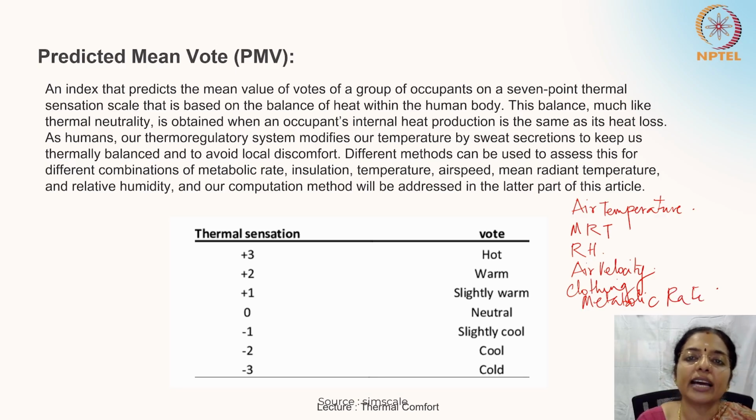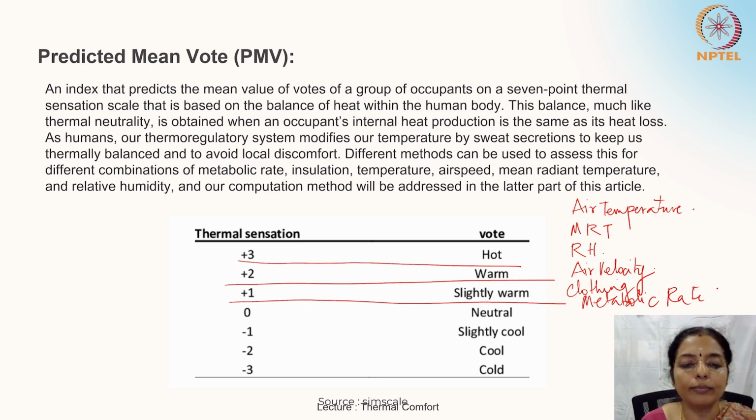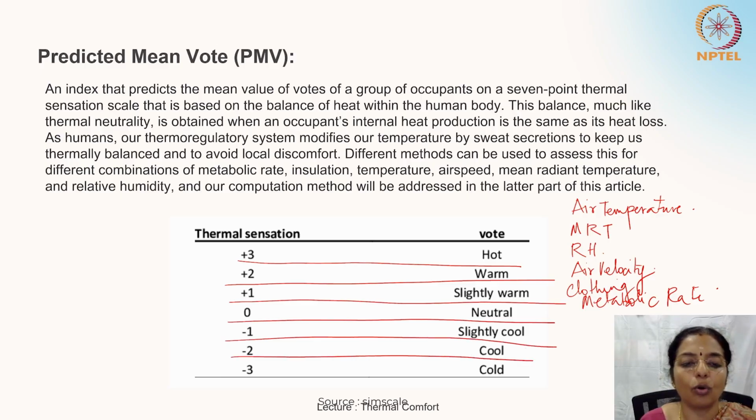These factors are integrated into a complex equation that outputs the PMV score, and that score ranges between hot, warm, slightly warm, neutral, slightly cool, cool and cold. The goal is to achieve a PMV value as close as possible to 0, which indicates that the majority of people will find the indoor conditions neutral and comfortable.